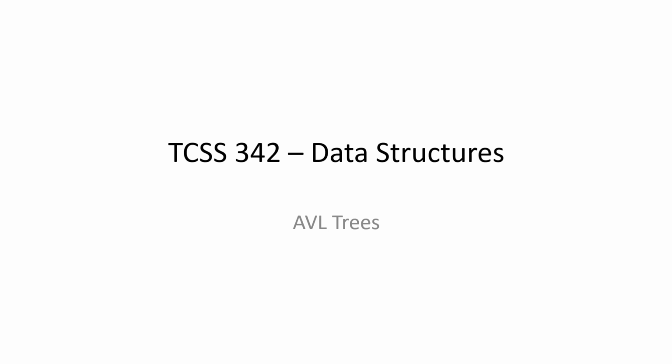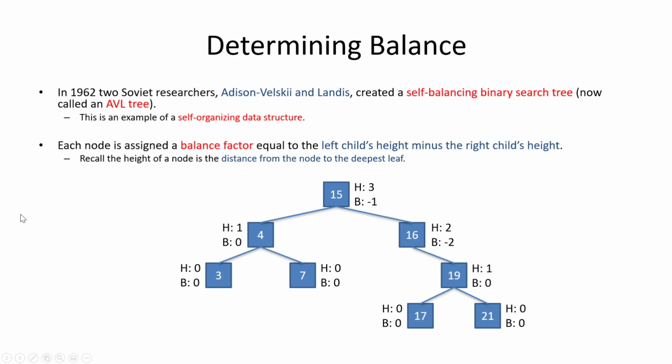All right, welcome. In this video, we're going to take a look at a self-balancing binary search tree called an AVL tree, also known as an Adelson-Velsky-Landis tree, named after the Soviet researchers who invented it in 1962. Now, as I mentioned, this is a self-balancing binary search tree.